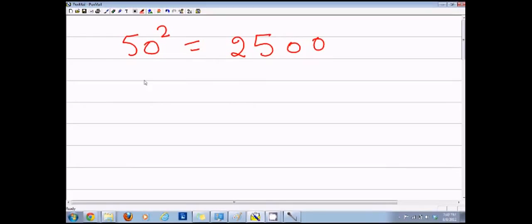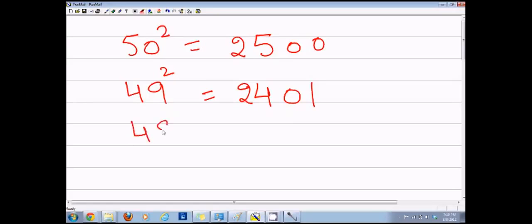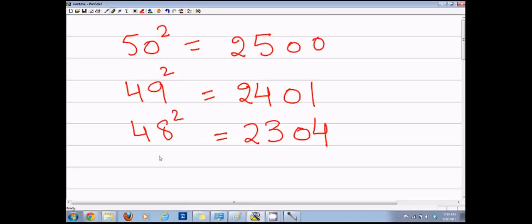Now if I want to take the square of 49, then all I will do is subtract 1 from 25, because 49 is 1 less than 50, so I will say 24, and then write the square of 1, which is 1. Again, if I have 48, what I'll do is subtract 2 from 25, that is 23, and then take the square of 2, which is 4. So the answer is 2304. So this is a quick method, so you can square any number which is close to 50.